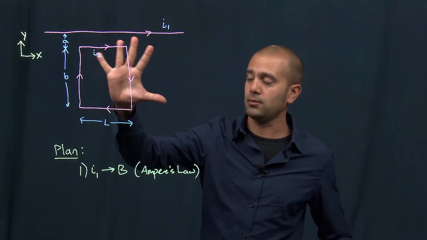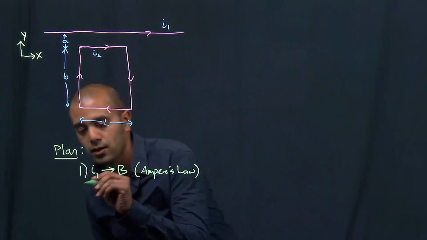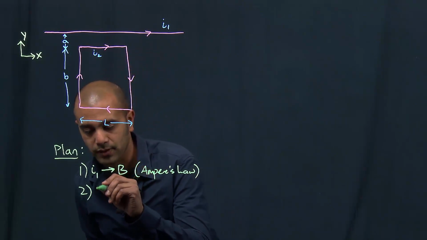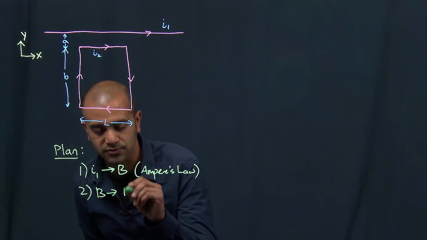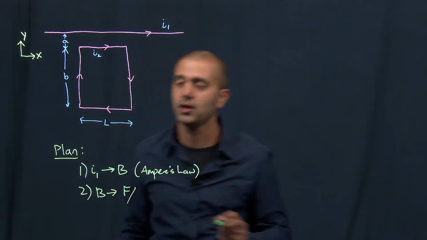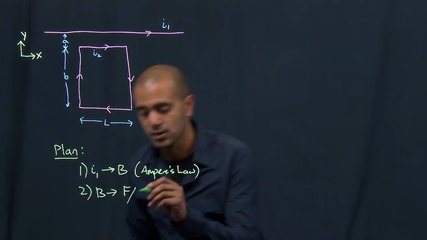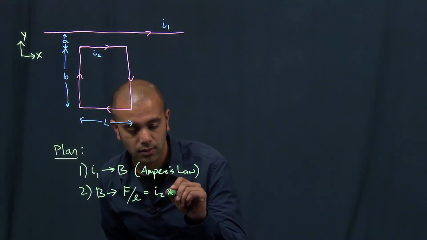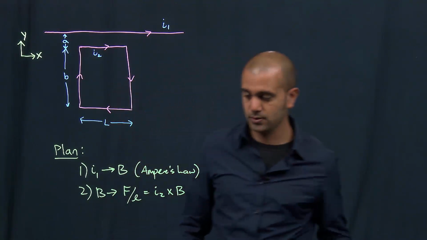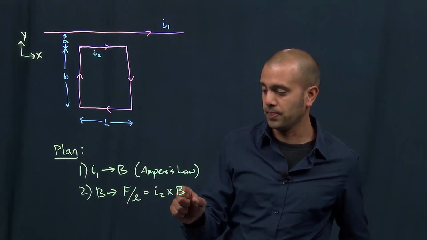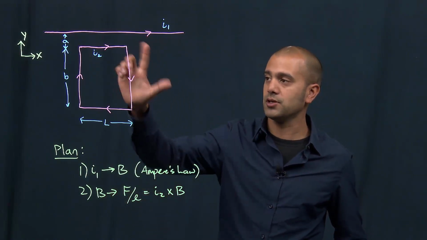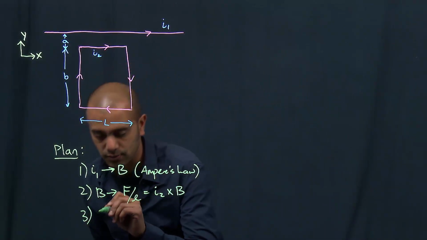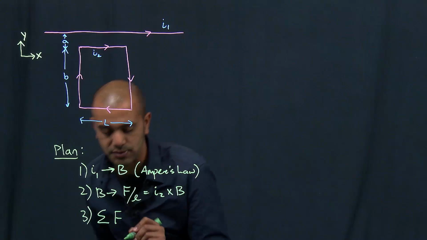So we're going to use Ampere's law to determine the magnetic field due to that current. Now once we know the magnetic field in this region, we can cross it with the current to find the force upon that wire. So the next step will be to use the field to find the force, and if you recall, the force upon a current in a magnetic field, the force per length, is equal to the current crossed with the magnetic field. So we're going to use B to find the force. And then we can find the force in each one of these four segments, and adding them all up, we'll find the net force, which is what we're being asked for. So the last step will just be to add up all the forces.